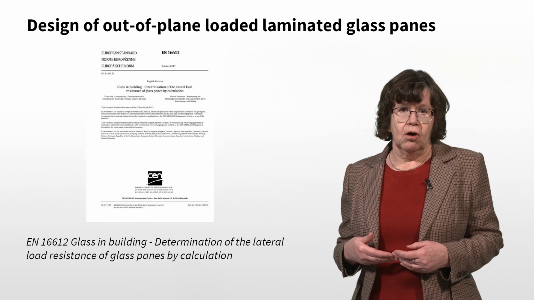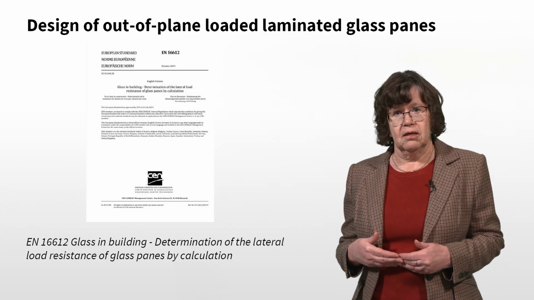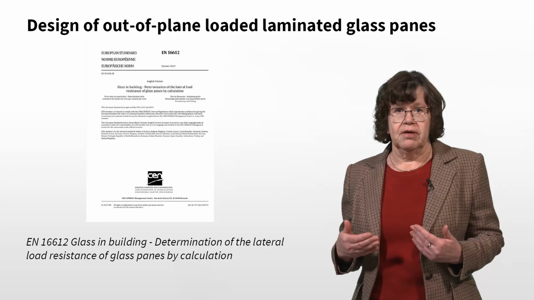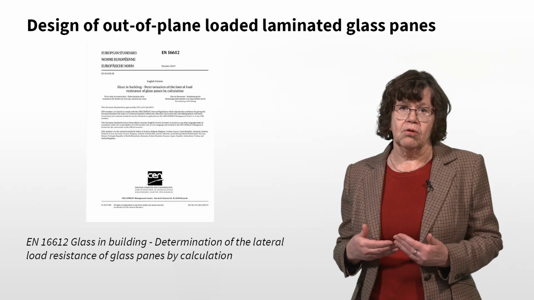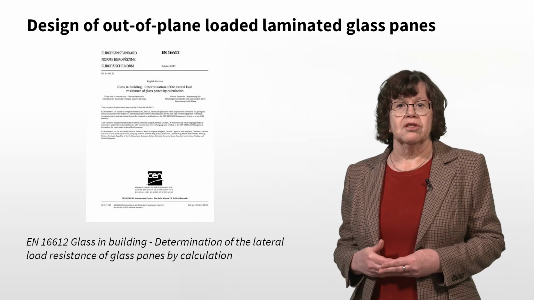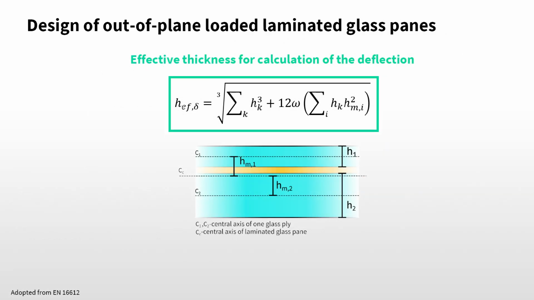A simplified design procedure called the effective thickness method is introduced by the EN 16612 standard. The laminated glass pane is converted to monolithic glass with effective thickness. Different procedures are used for calculation of the deflection and calculation of the stress in each ply of the composition. The effective thickness for calculation of the deflection is determined according to this equation, where h_k are the thicknesses of the individual glass plies and h_m represent the distances of the center of gravity of the ply to the center of gravity of the whole laminated pane.